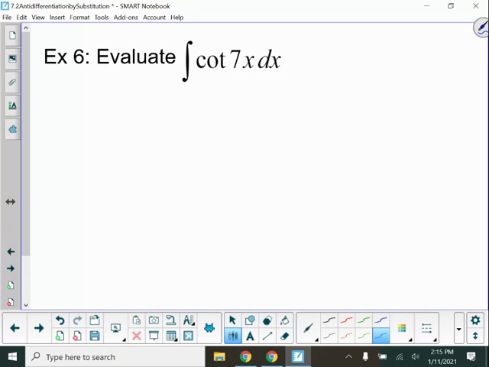Your second video for 7.2 Antidifferentiation by Substitution. And this is picking up with example 6. We are evaluating the integral of the cotangent of 7x dx.